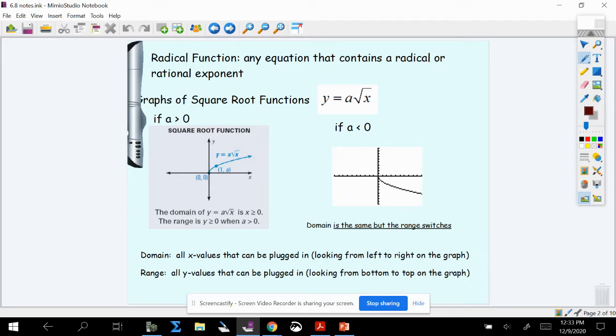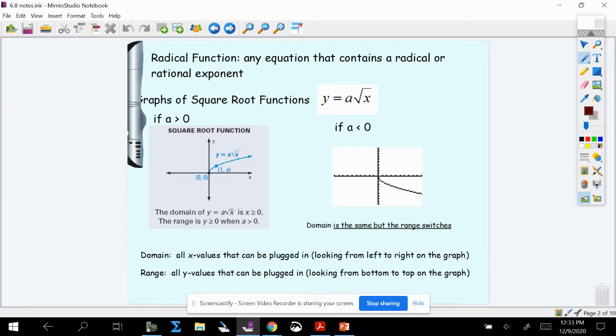So first, we have a quick definition. A radical function is any equation that has a radical or radical exponent. And we talked a little bit about this when we talked about solving equations. Our focus, the specific radical one for this video, is what does it look like when I graph a square root graph, which you could definitely graph on your calculator if you needed help.